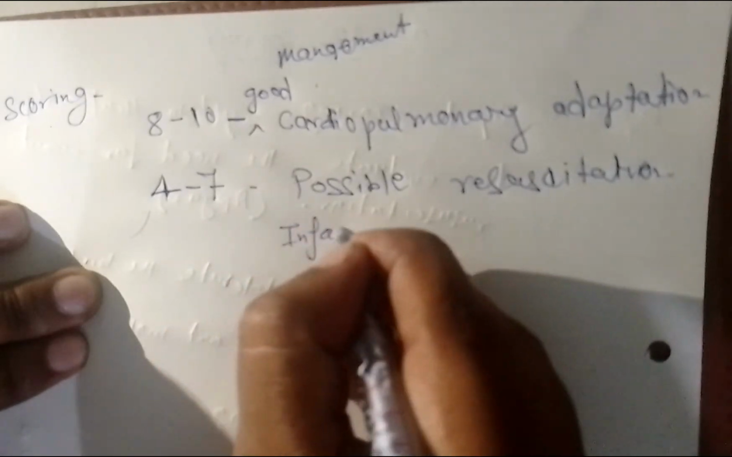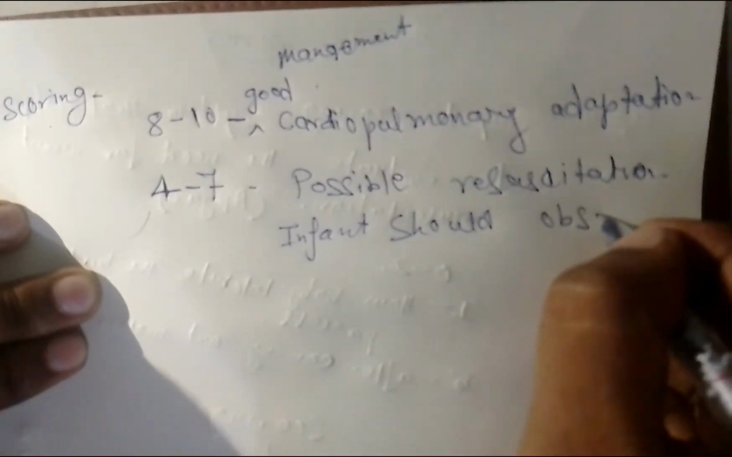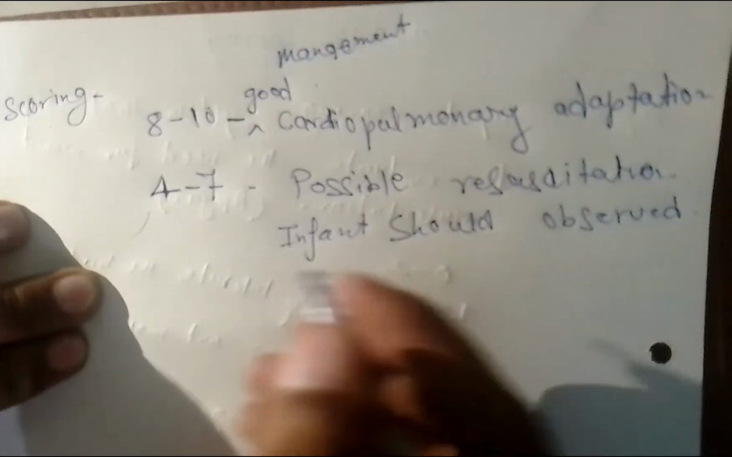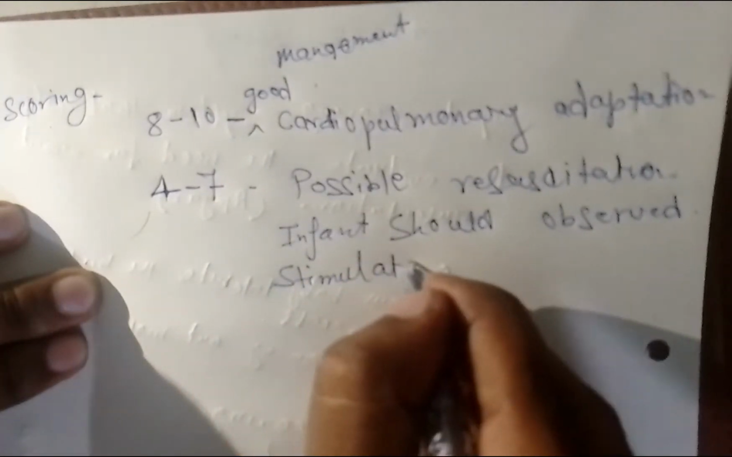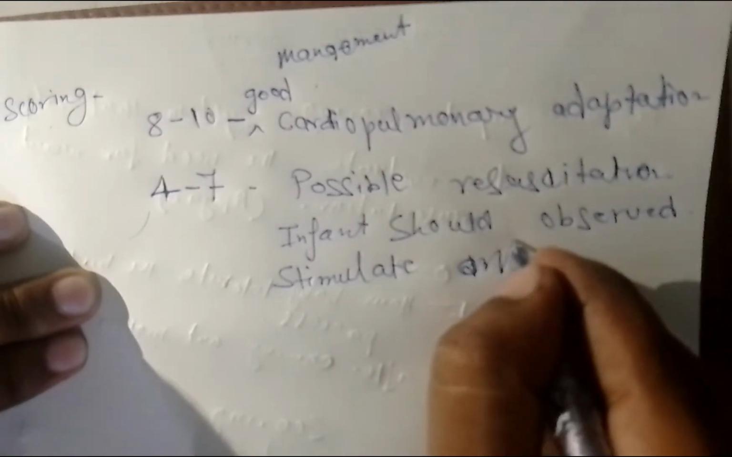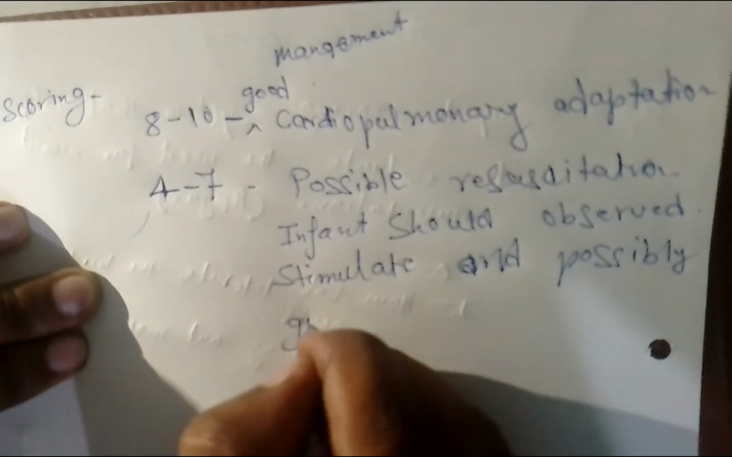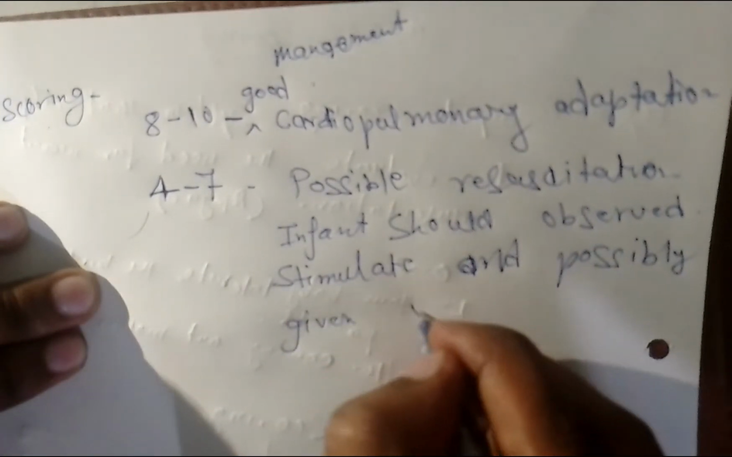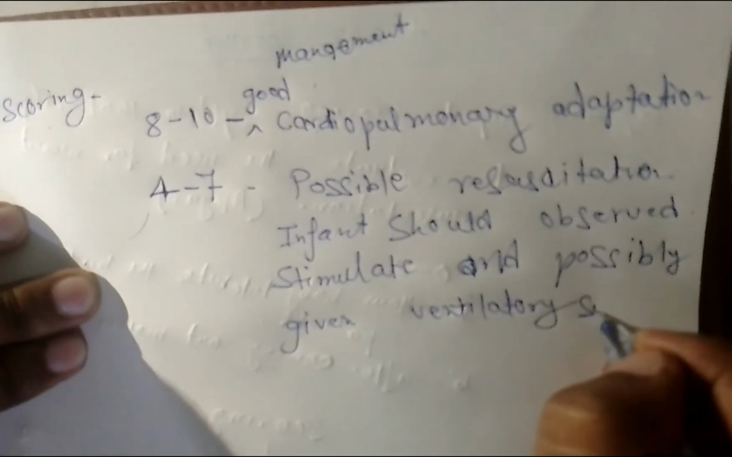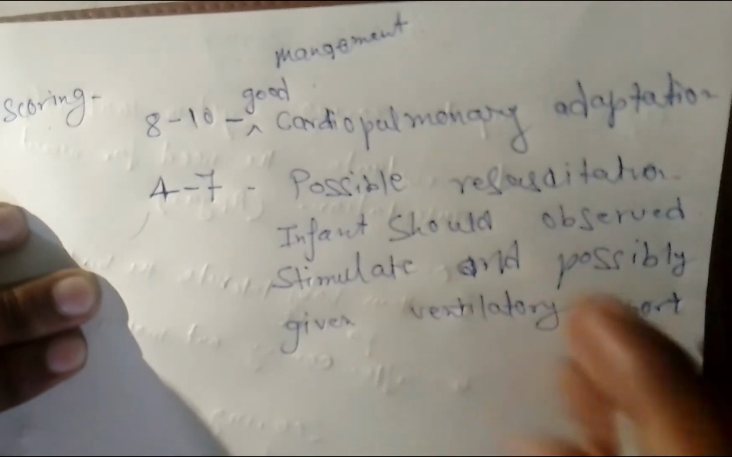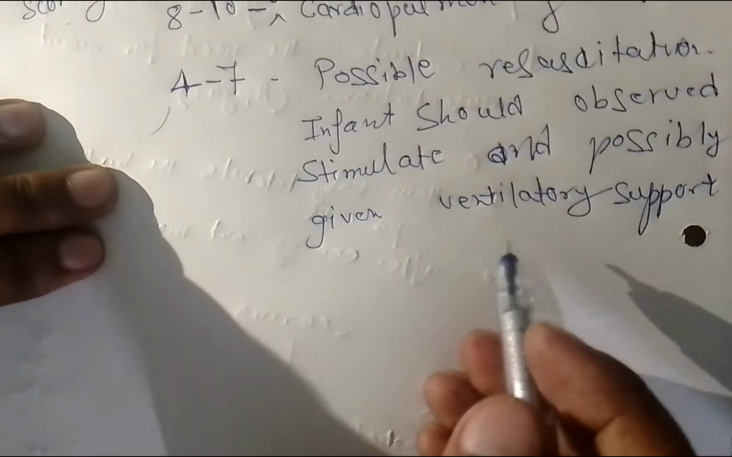The infant should be observed and stimulated and possibly given ventilatory support. If the score is 4 to 7, the baby needs ventilatory support.